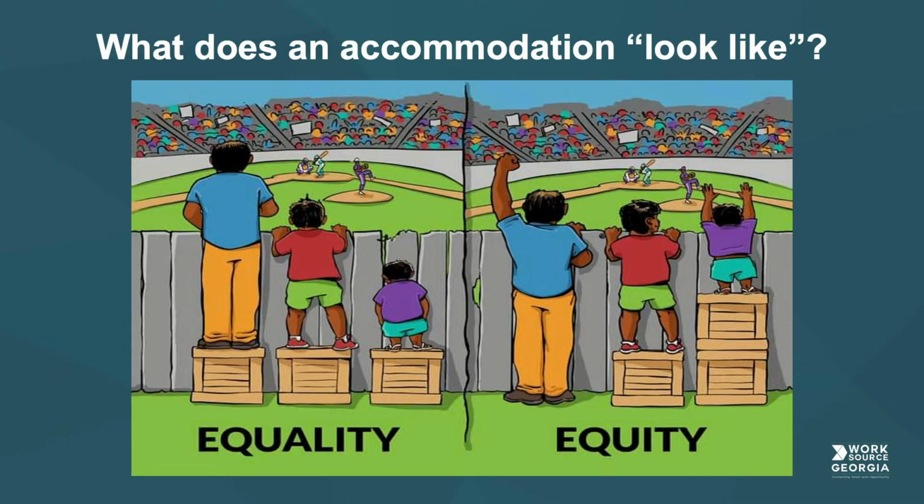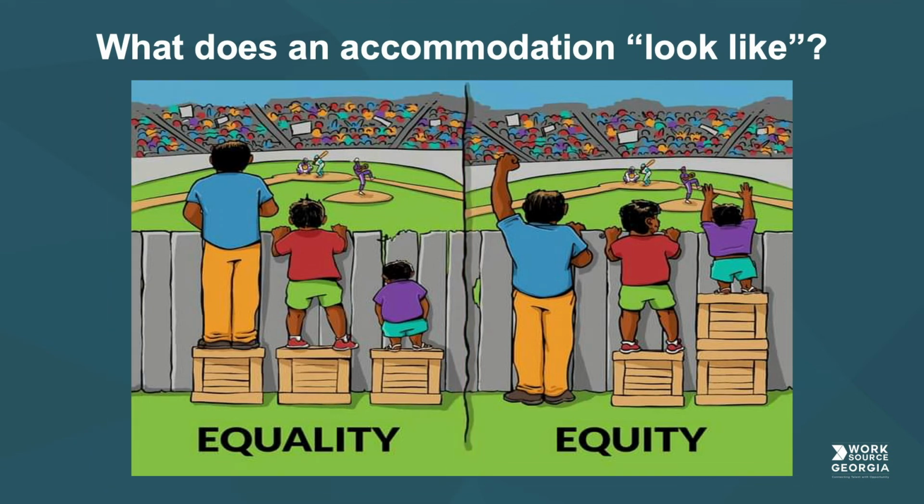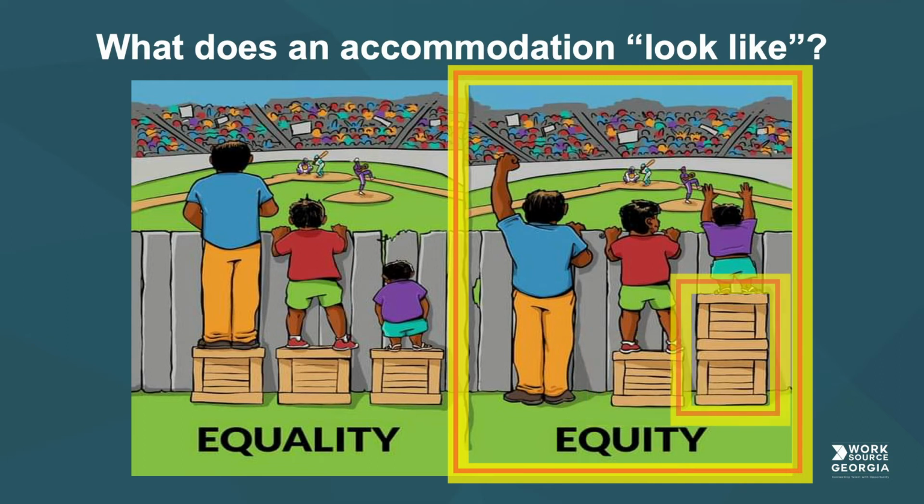In this image, you see three individuals of varying heights, looking over and through a fence, trying to catch a glimpse of the baseball game. On the left, each individual is given a box of equal measure to stand on to help them look over the fence. On the right, one individual does not require a box to stand on. One individual requires the basic accommodation of one box. And lastly, the third individual requires the added accommodation of a second box to stand on in order to have equal and equitable viewing access to the game.